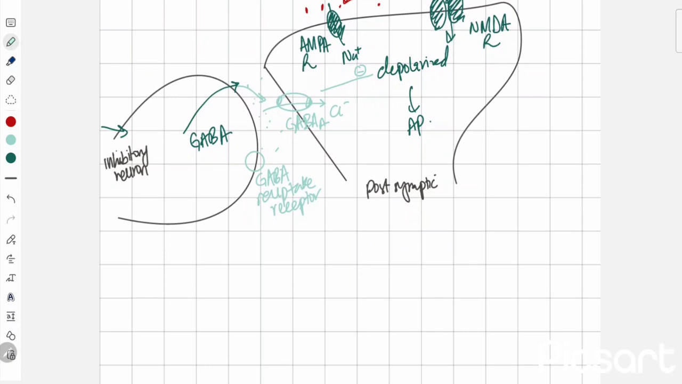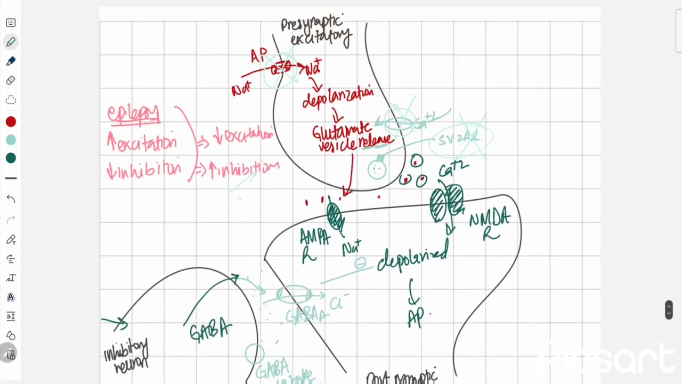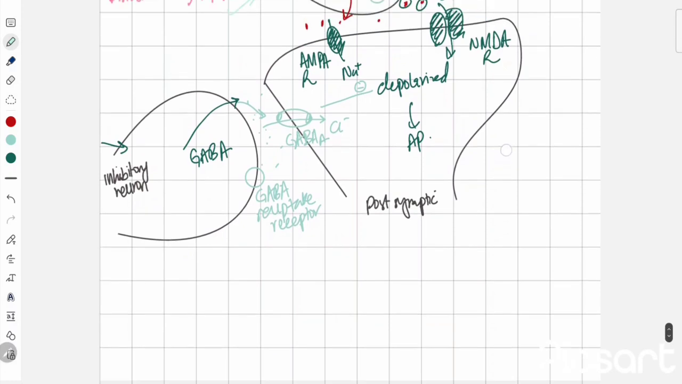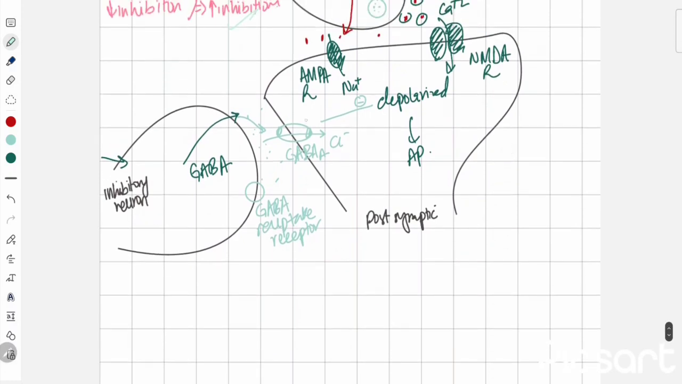Now, okay, we've done excitation. We need to do inhibition. Now we have to increase inhibition. How do you increase inhibition? You're going to agonize the GABA A receptor and antagonize the GABA reuptake receptor. So we have more GABA in the synaptic cleft.